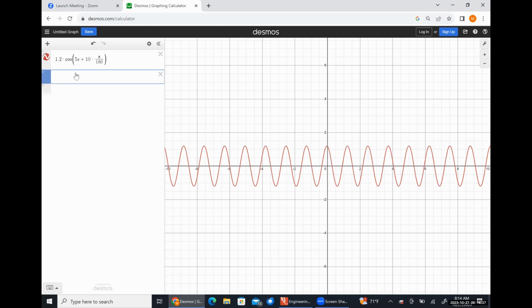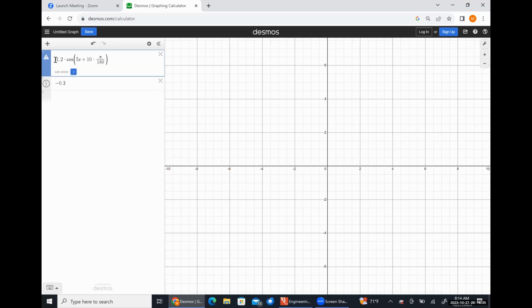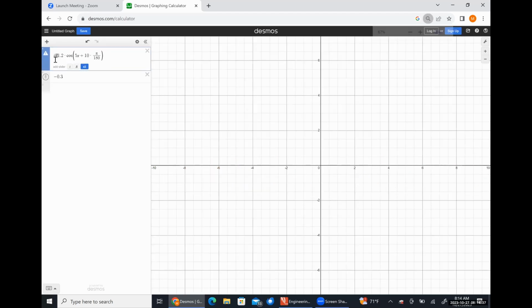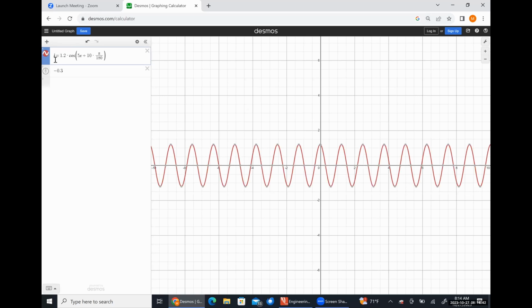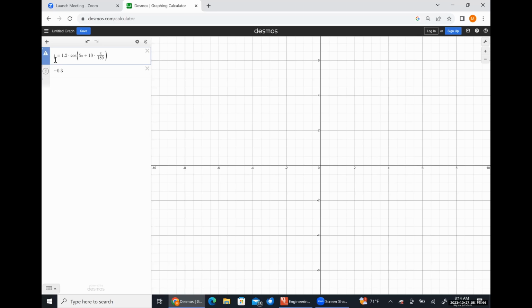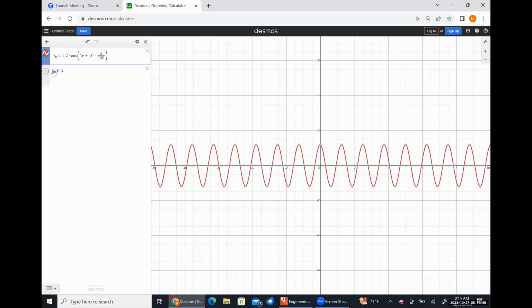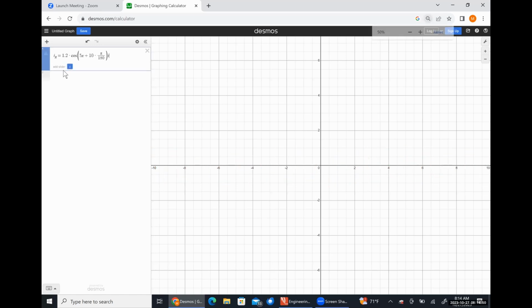And then we had negative 0.3. Actually, let me go up here really quickly and call this I_R. I'm going to do the same thing here really quickly. This is just going to be I.